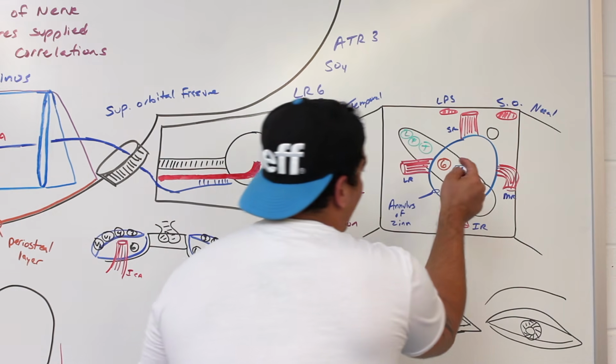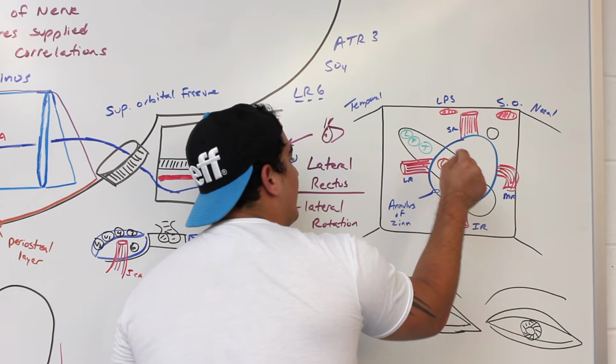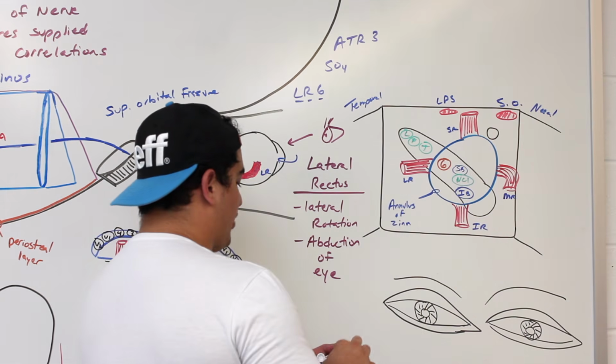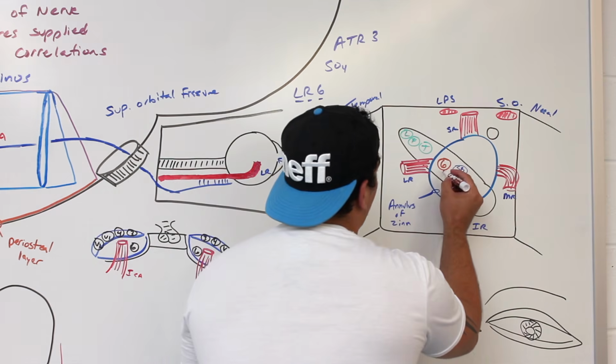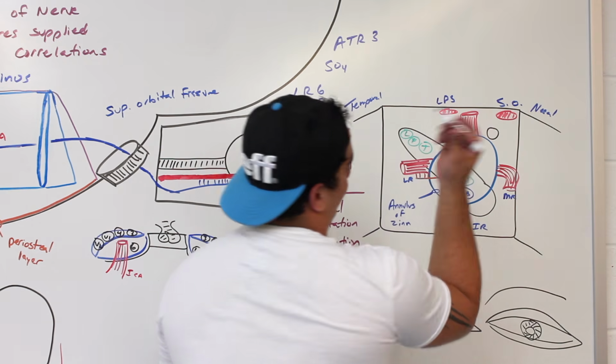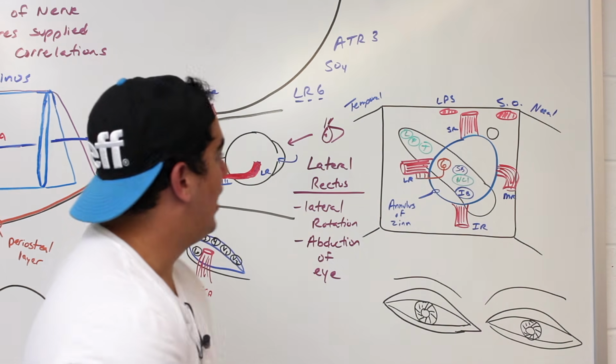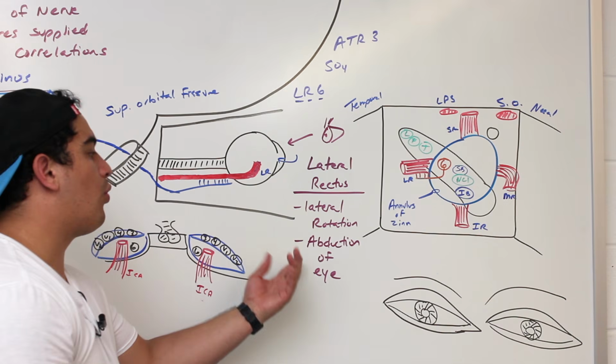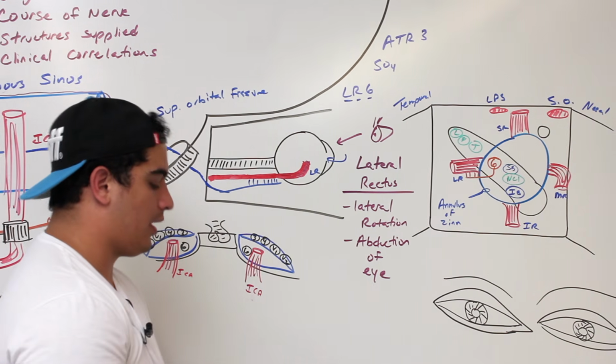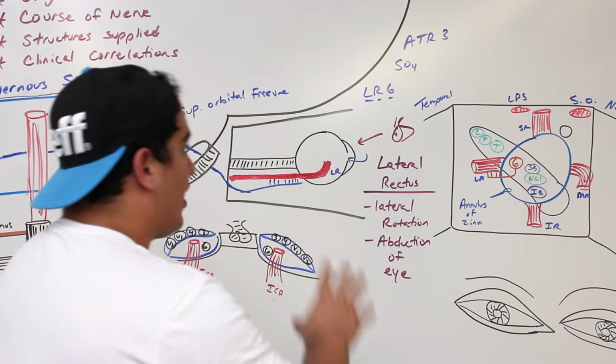The sixth nerve is running inside of the common tendinous ring, that part of the superior orbital fissure. Then it comes out here and supplies the lateral rectus. That's simple. And then it causes lateral rotation, or you can also say abduction of the eye. Okay, so that covers that part.